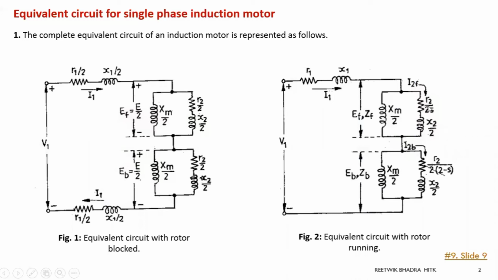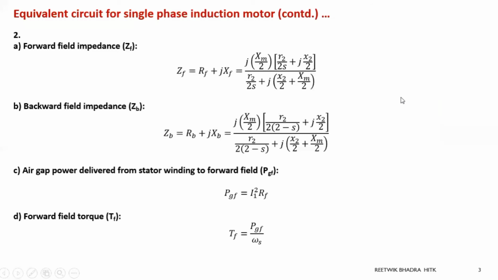So what will be ZF? If you see the equation, these two are in series: R2 by 2S plus JX2, a series combination of R plus JX, and this will be in parallel. So R2 by 2S plus JX2 in parallel with JXM by 2, right? So Z1 into Z2 by Z1 plus Z2, that is term A into term B by the sum A plus B. The same thing is written over here: J into XM by 2 into (R2 by 2S plus JX2 by 2). This we had taken as A, this we had taken as B. So A into B by A plus B.